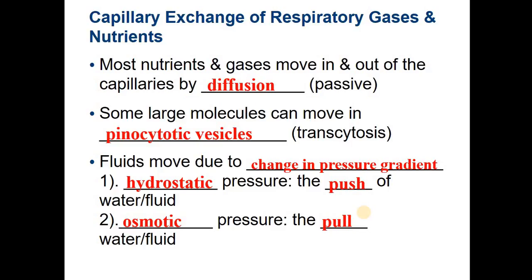Being high pressure in one area is going to be attracted to the low pressure area. And so it's going from, like you learned about diffusion, from high pressure to low pressure. Hydrostatic pressure is the push of water fluid. So it's pushing, it explains how things are pushed out of the capillary bed to the surrounding tissue. Osmotic pressure is the pressure that is needed to pull fluid back from the tissues into the vessel.